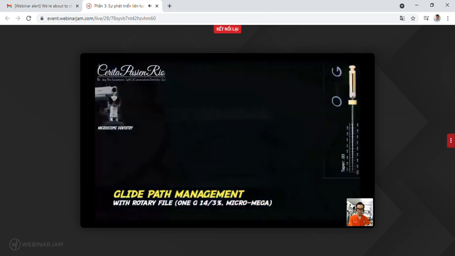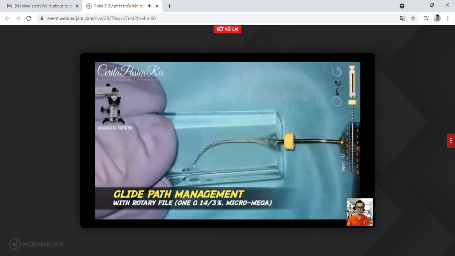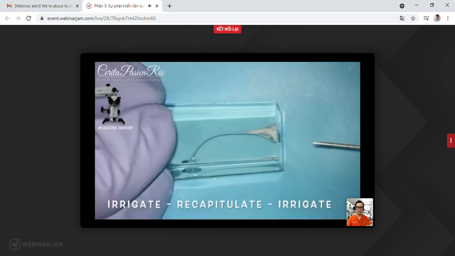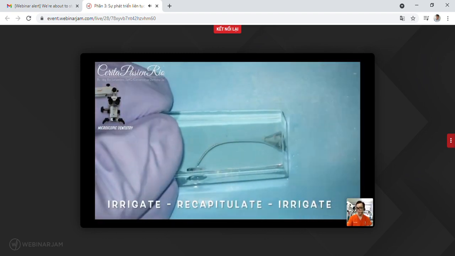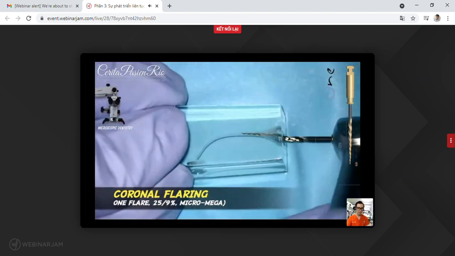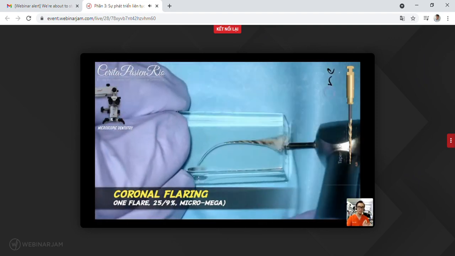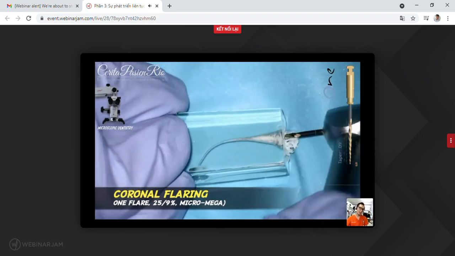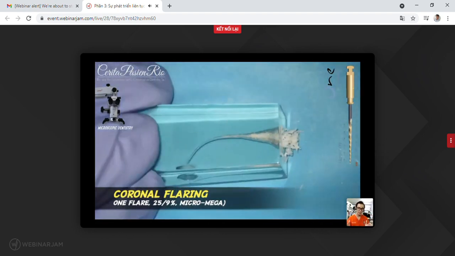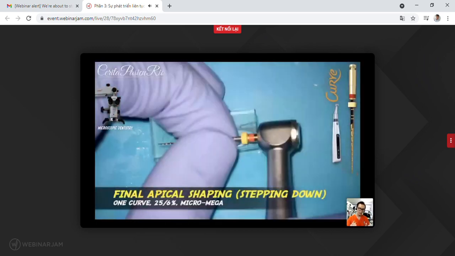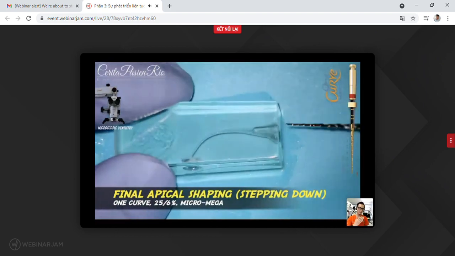First, in a very, very easy canal, we can just introduce One G up to the apical of the canal, and then always do irrigation, recapitulation, and irrigation before you introduce new files or the next files or the same files. Also, always do the irrigation, recapitulation, irrigation.